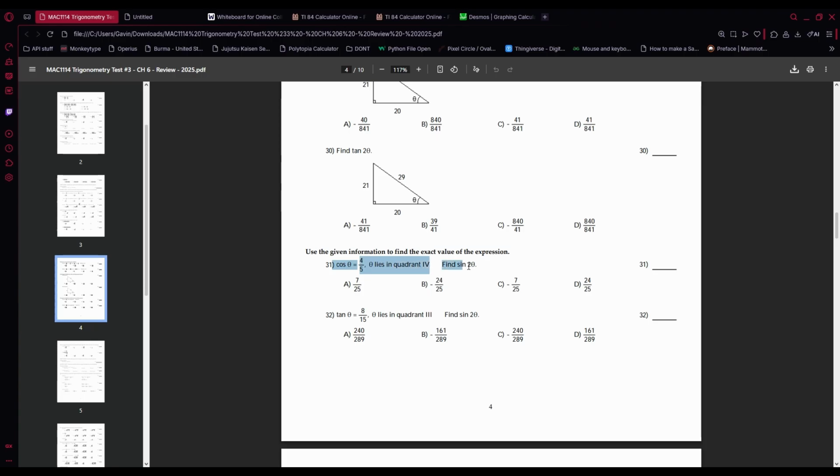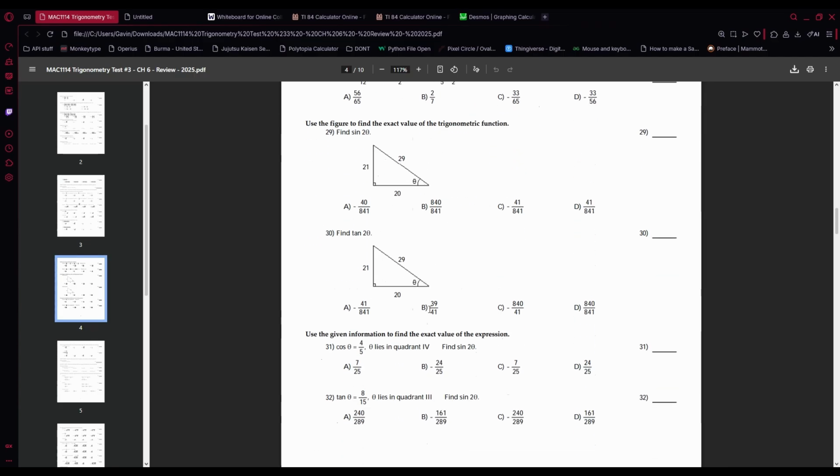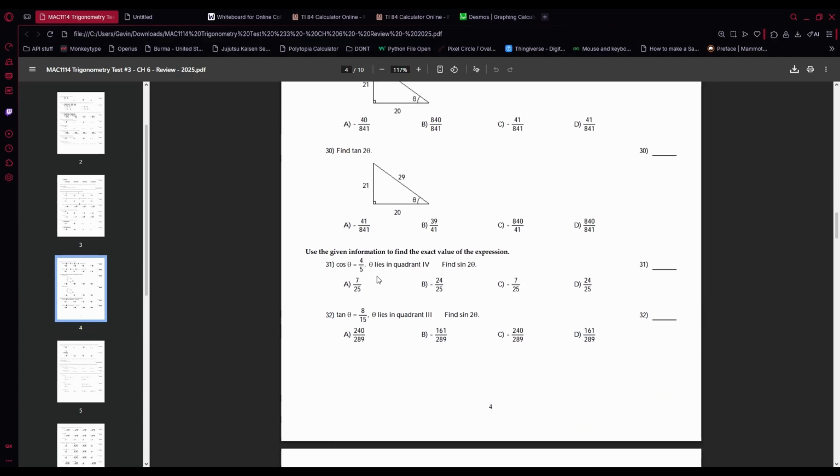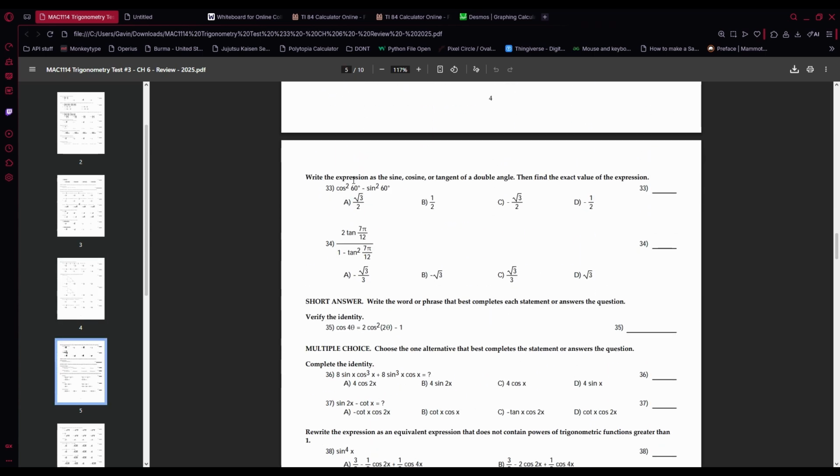This is the same thing. Draw a triangle, and then do the same thing we did here. Draw a triangle, get what sine is, and then do the sine 2 theta formula. Multiply everything out. You should be good. Same here. Write the expression as the sine, cosine, or tangent of a double angle.